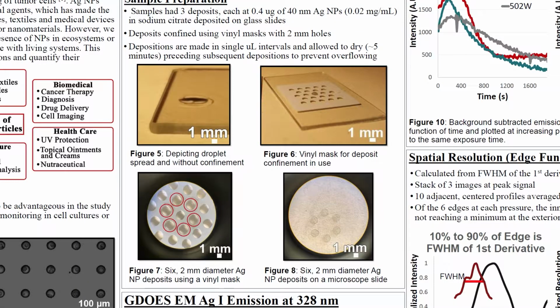Depicted in the figures is the analyte preparation process. Without confinement, the surface experiences excessive wetting. We use vinyl masks to confine the nanoparticles suspended in solution. One goal was to avoid overflowing of the solution, hence the single microliter deposition sequence and drying time.